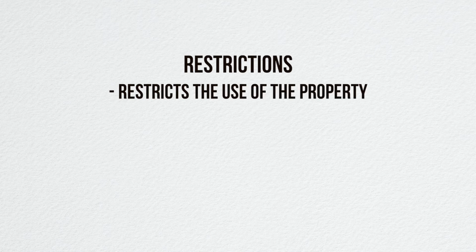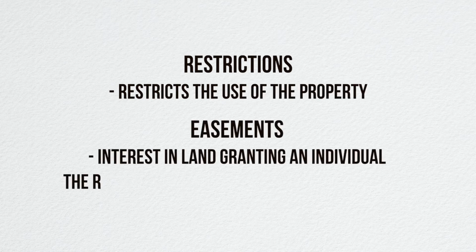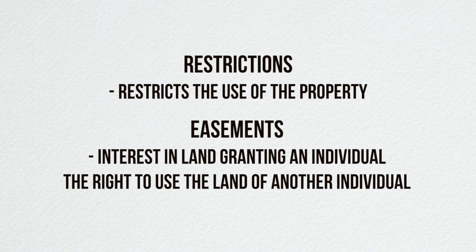As the name implies, a restriction restricts the use of the property. An easement is an interest in land which grants a person the right to use the land of another. The most common form of easement is where a government authority has a right to run electrical mains or drainage through private property. Another example is where a neighbor has the right to use the driveway of an adjoining property. It is important to check for any registered easements which appear on title and unregistered easements with private agreements.